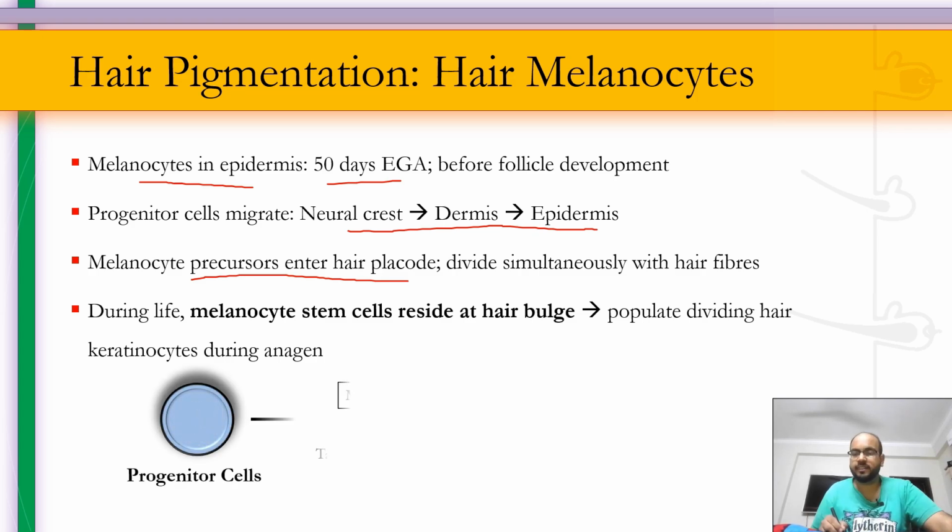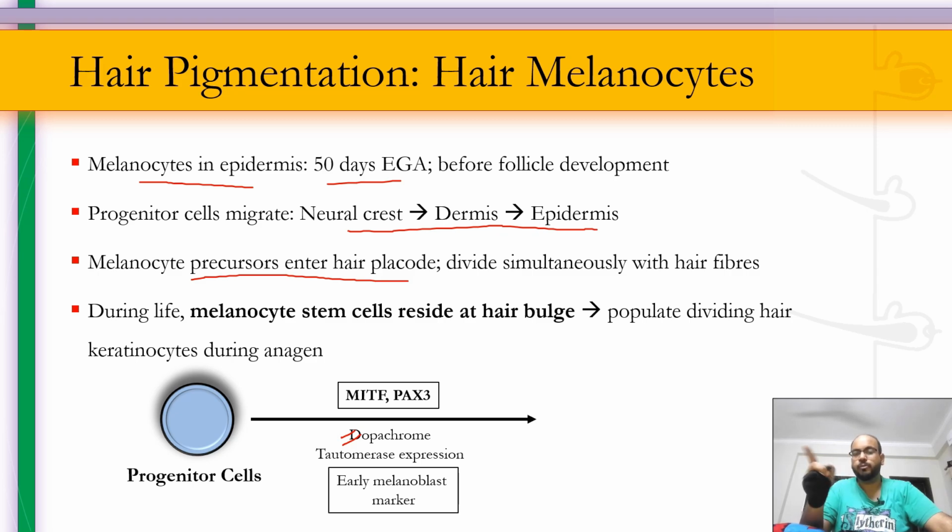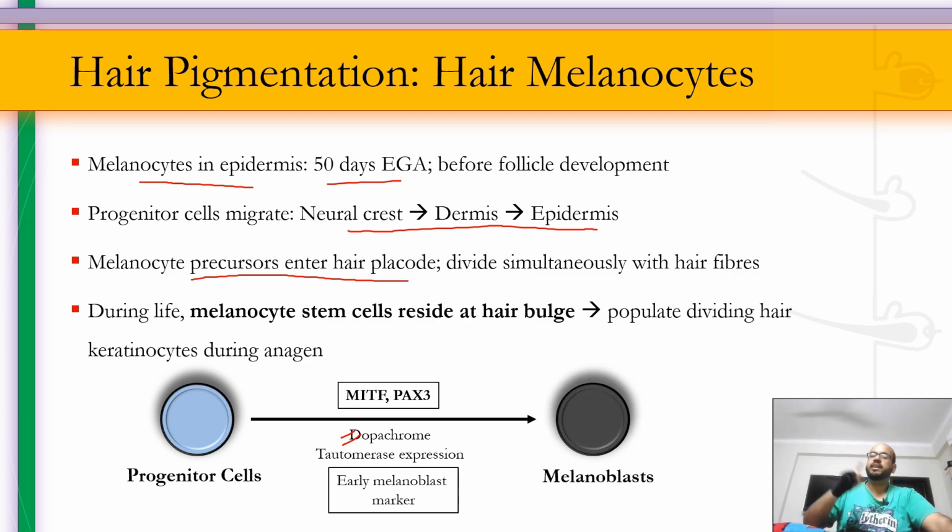So you have the progenitor cells, and under the influence of MITF (go and see the video on melanogenesis) and PAX3, expression of enzymes like dopachrome tautomerase starts. Dopachrome tautomerase expression is known as the early melanoblast marker. Clear? So the expression of dopachrome tautomerase starts, and now we will call the cell a melanoblast. These melanoblasts will eventually give rise to melanocytes. Clear? Let's move forward.